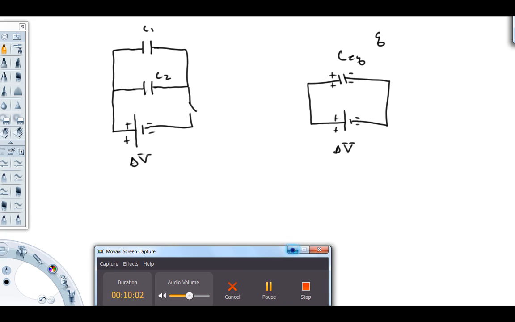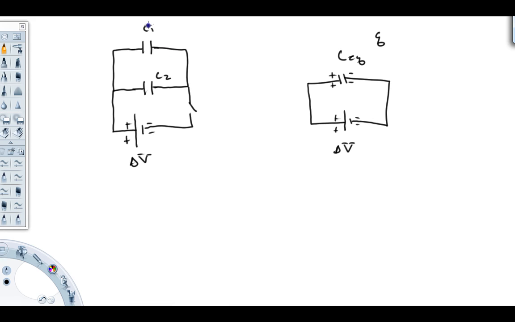Alright folks, I'm back, and what we're looking at here is a pair of capacitors hooked to a battery. Now here you notice there's two branches: this wire comes in, branches, one branch goes to the capacitor C2, another one goes to the capacitor C1. This is called a parallel combination.